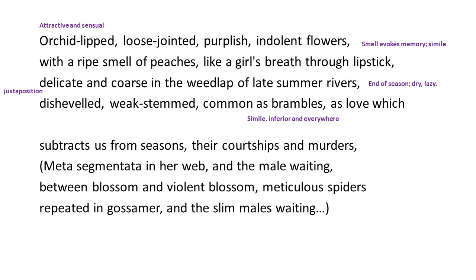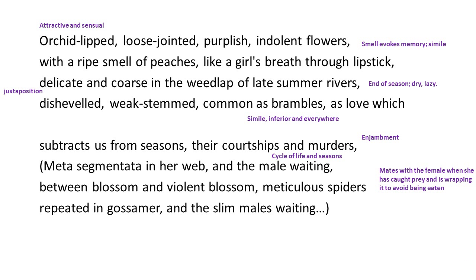Common as brambles, it's similarly suggesting that the brambles are inferior and everywhere. You've got the enjambment, and as I said in the previous slide, the four-line stanzas seem rather arbitrary rather than for any particular meaning. We've got the cycle of life and season through courtships and murders. So this is again about the cyclical nature of life and the seasons.